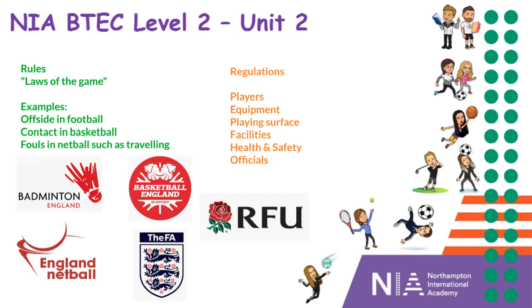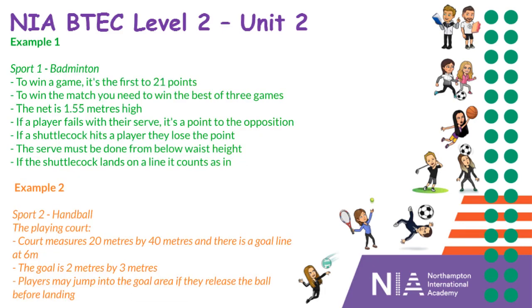So here on your screen, you can see a couple of examples of governing bodies for various different sports. And as we spoke about previously, governing bodies agree the rules and regulations. And it would be worth noting within your coursework or your preparation for your coursework who the national governing body is for your 2 sports. So the examples that we've got here, we've got Badminton England, England Netball, Basketball England, the FA and the.